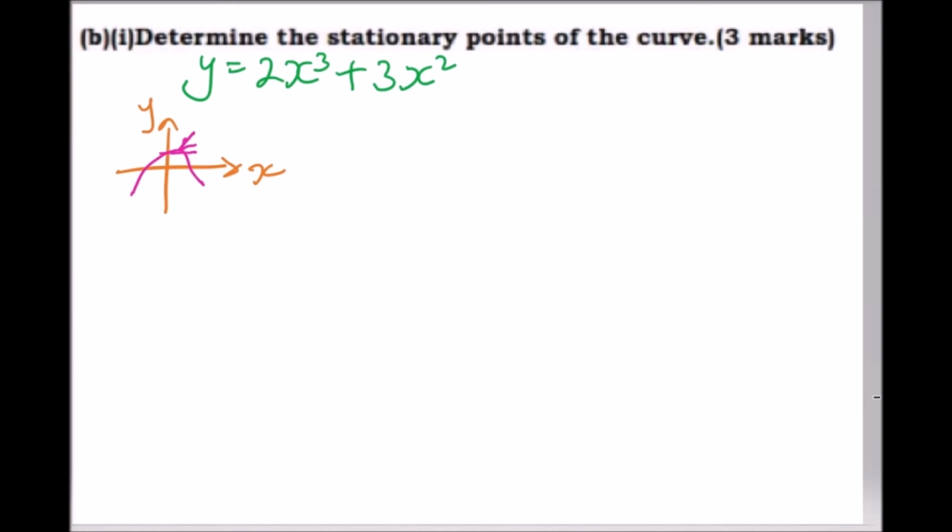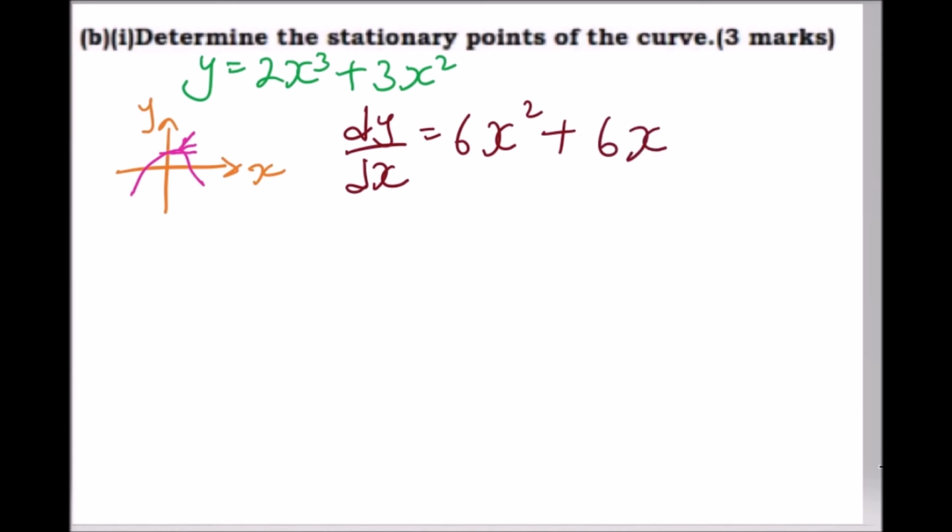This means we can get the gradient by differentiating: dy over dx equals 2 times 3, that will give us 6x squared, as we subtract 1 from the index 3. Plus we multiply 3 times 2, that will give us 6, and we subtract 1 from 2, we get 6x.